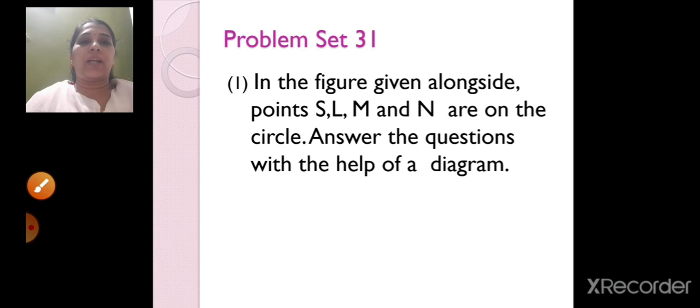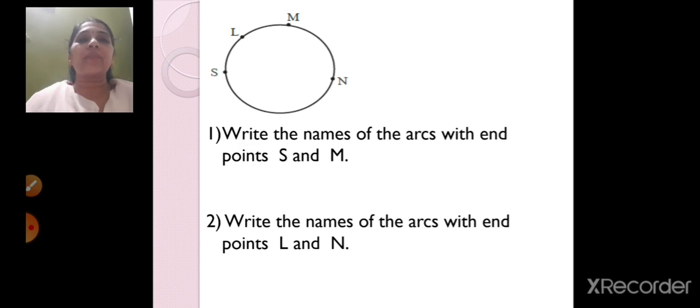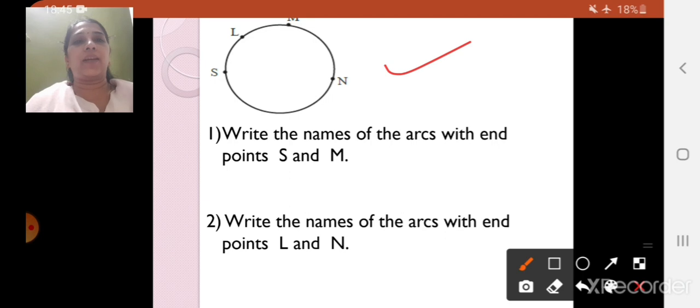Problem set 31. In the figure given alongside, points S, L, M and N are on the circle. So answer the questions with the help of a diagram. So now let's see what is there in the diagram. This is the diagram which is given over here, right? Now what is given in the first question? Write the name of the arcs with end points S and M, right? So your end point is S and here your end point is M.